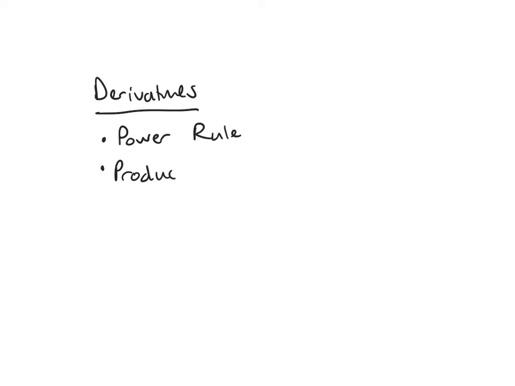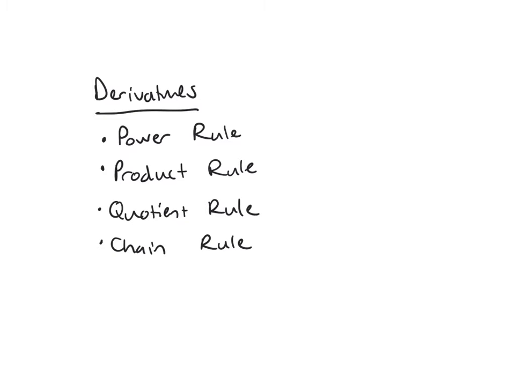So now we're going to move on to our second topic for review, which is derivatives. So remember that we had a whole bunch of derivative rules. So I'm going to list some of them out now. We had the power rule. We had the product rule. We had the quotient rule. And the most difficult of all, we had the chain rule.